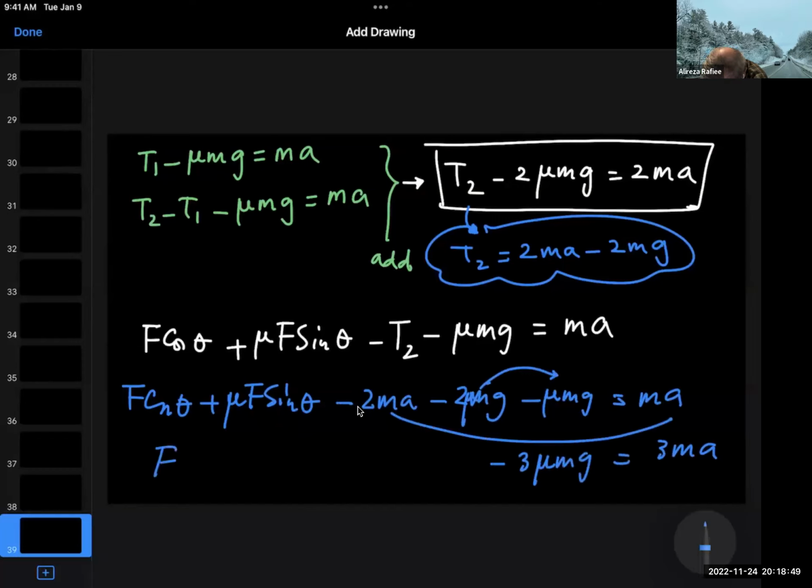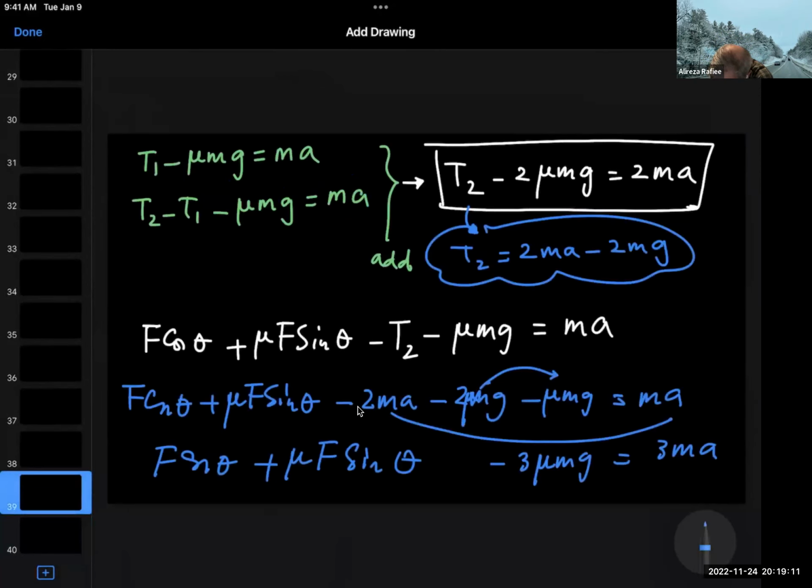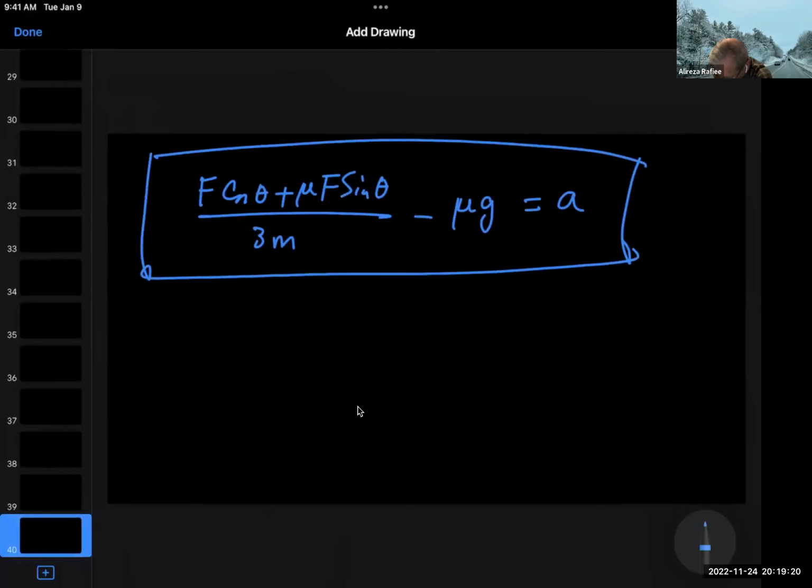And then we have f cosine theta plus mu f sine of theta. So what is acceleration? Everything divided by 3m. So you will end up with f cosine theta plus mu f sine of theta divided by 3m, and this becomes, 3m cancels, that's mu g, minus mu g is equal to a. That would be the acceleration.